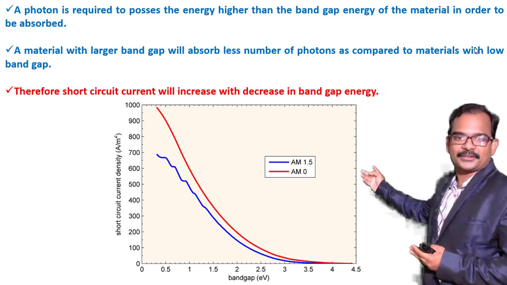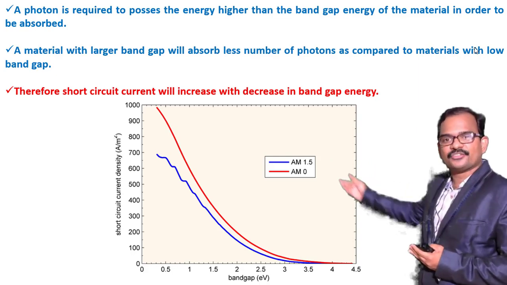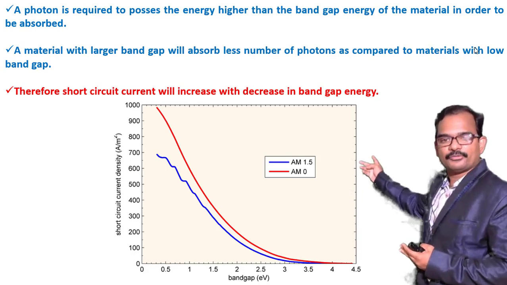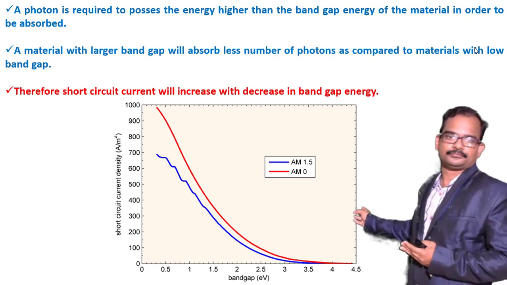Here they have given two spectra, AM0 and AM1.5. AM0 is the extraterrestrial radiation, and AM1.5 is the standard test condition radiation of a solar cell.